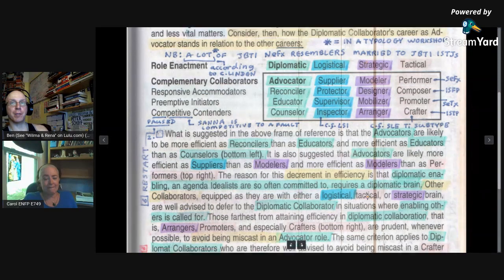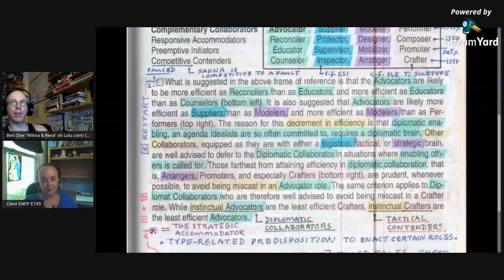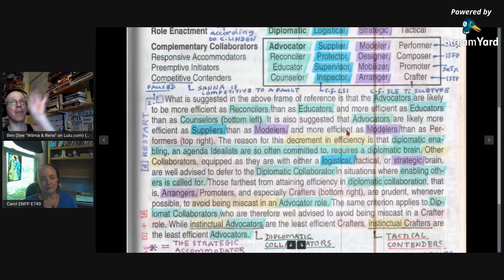Right. So if I read through this, it might make it a bit clearer. What I'll do is I'll change it to what it should be. So this is like my INTP is on top of his INTP, but always changing other people's stuff. But what is suggested in the above frame of reference is that the diplomatic collaborators are likely to be more efficient as reconcilers than as educators. Reconciler is the role, reconciler of alienated people, a role that INFP can do well.